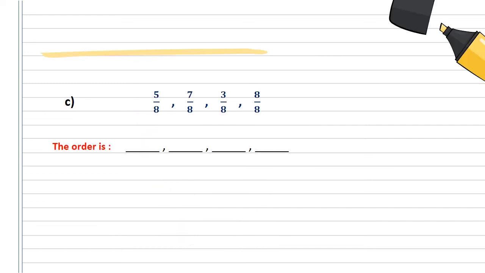And now question C. I have 5 over 8, 7 over 8, 3 over 8, and 8 over 8. I have here the same denominator. So I arrange them in a descending order in a normal way. Look at the biggest numerator and put it first, 8 over 8. Then 7 over 8, then 5 over 8, then 3 over 8. Okay.